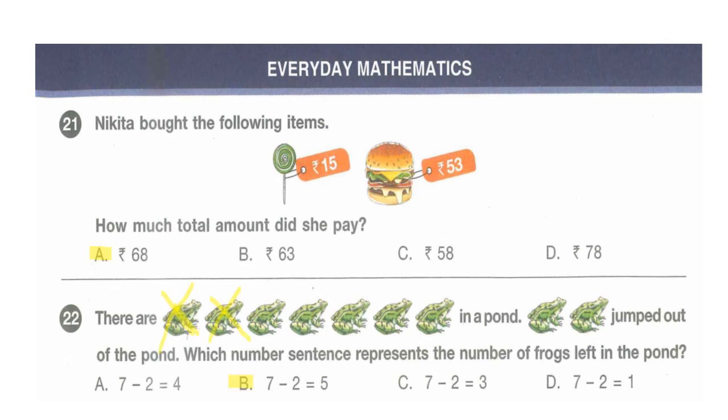So there are 7 frogs in a pond and 2 jumped out. So what is left? 3, 4, 5. So what is the correct number sentence? 7 minus 2, which is equal to 5. Answer is option B, which says the number sentence as 7 minus 2 equal to 5.